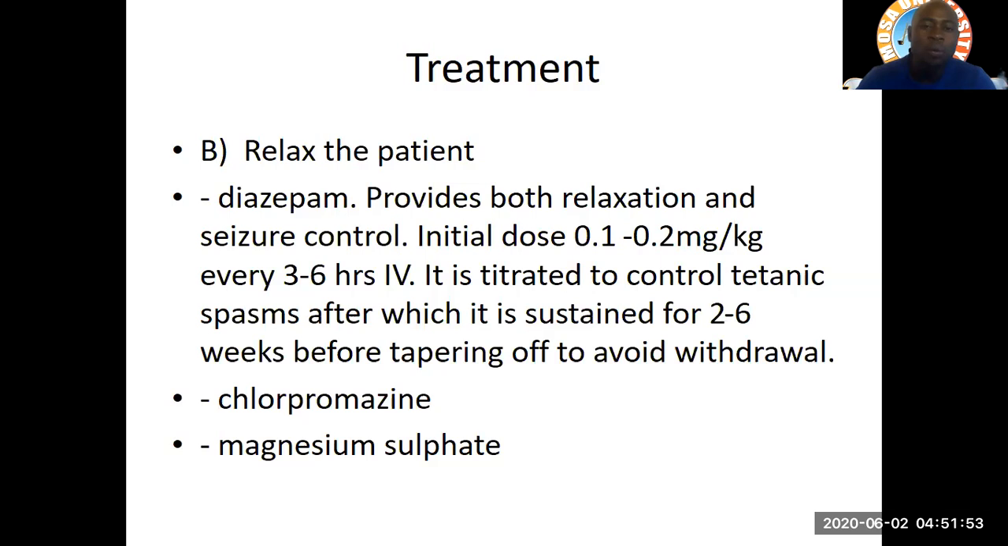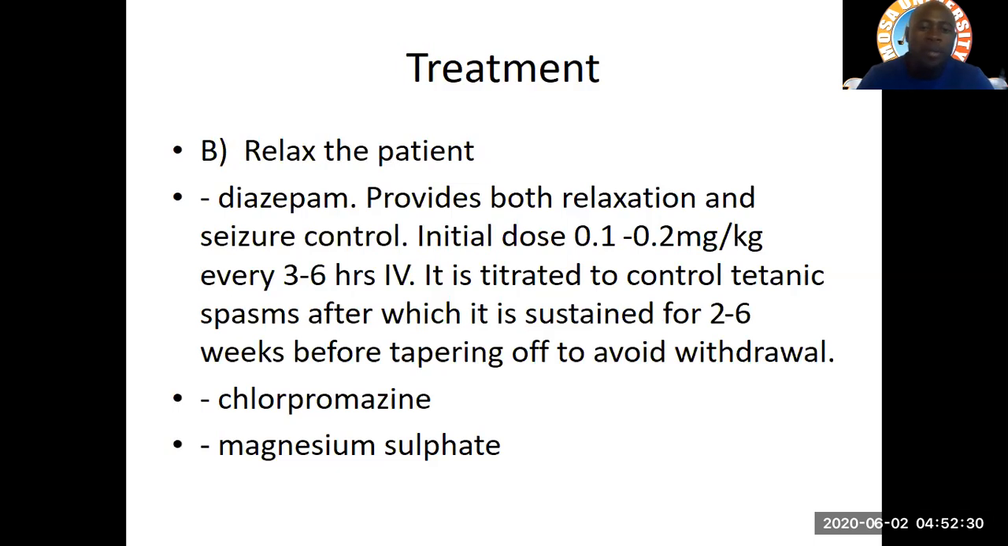Okay, but once we start this, we start what we call tapering or titration. So we will titrate it as we control the spasms until we reach a sustainable period of duration of 2 to 6 weeks, before we do a final tapering off. If you say tapering off, what you mean is that we start reducing the doses, or the amount or the period that you're giving. If we are giving BD, we change to OD.